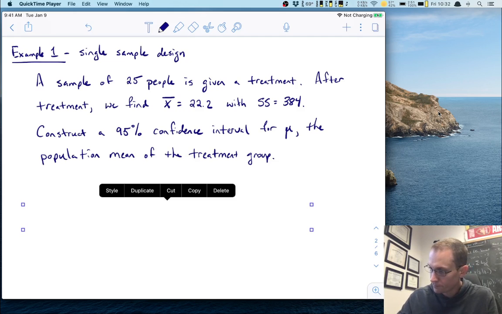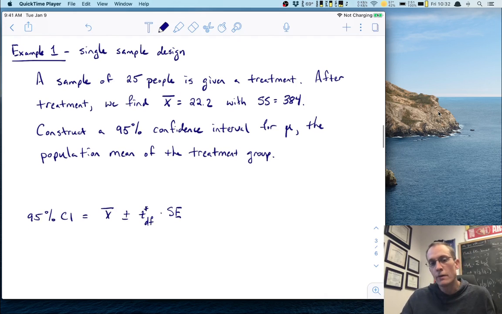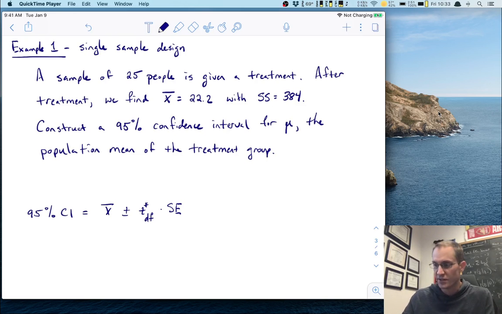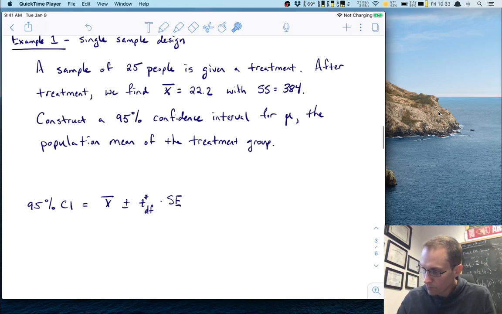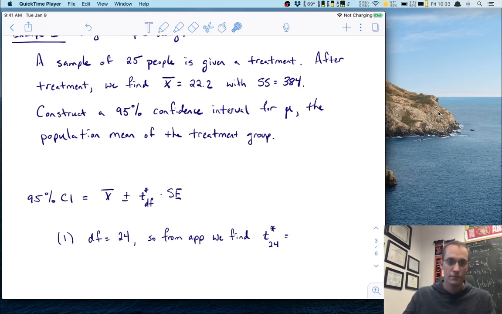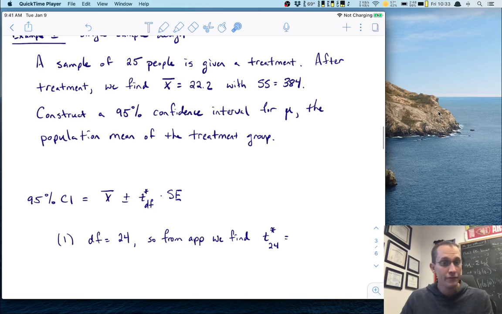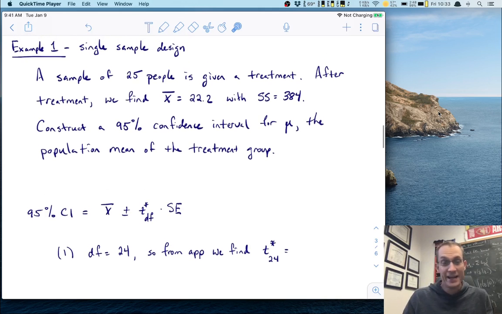Well, let's get started. First of all, we're going to start with that generalized form for the confidence interval. That is, we're going to start with x bar plus or minus t star df times the standard error. Okay. Now we're going to work on each of these pieces, and once we have them all together, we can put it together and very simply write out our confidence interval. Well, the first thing we want to find is t star df. Now in this problem, what is df? df is 24, because remember the degrees of freedom is 1 less than the sample size on a single sample design. It's just n minus 1. So df is 24.